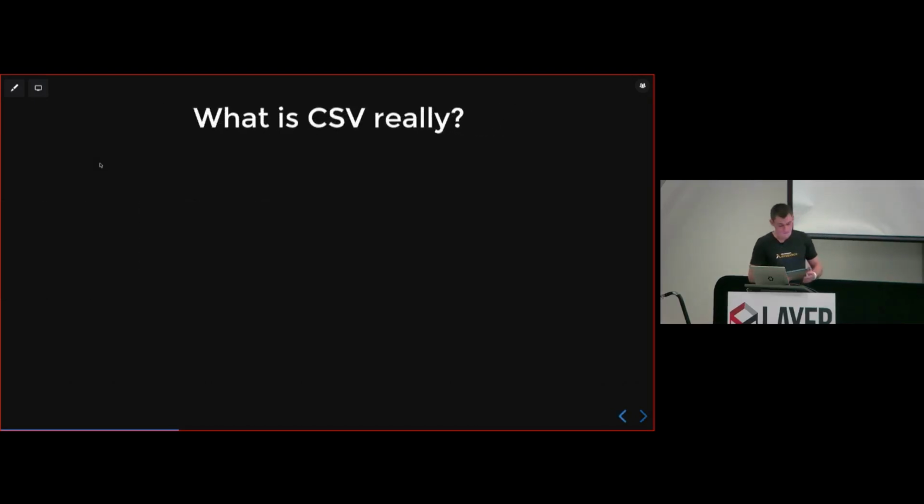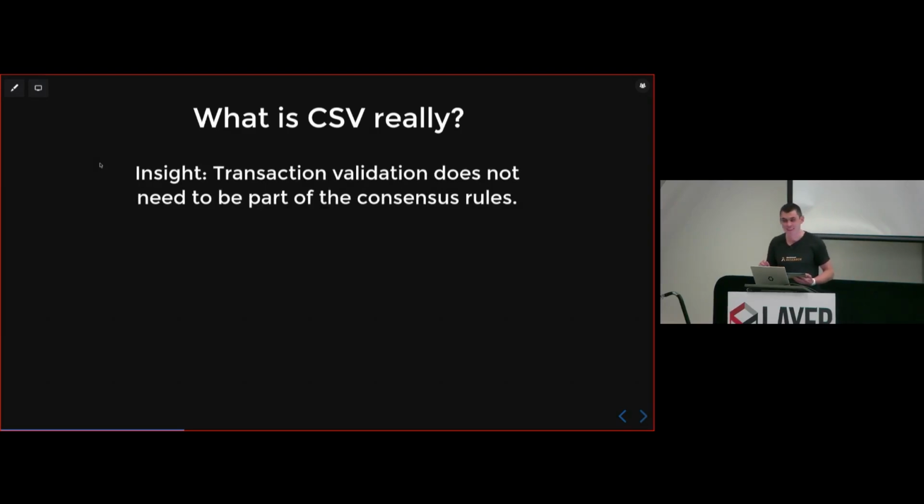Okay, so we've built the toy CSV protocol. How do we get from that to shielded CSV? And the answer is that we first need to take a step back and better understand what client-side validation actually is. And the main insight is that transaction validation does not need to be part of the consensus rules.